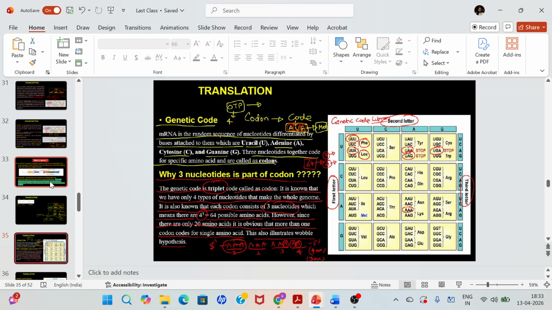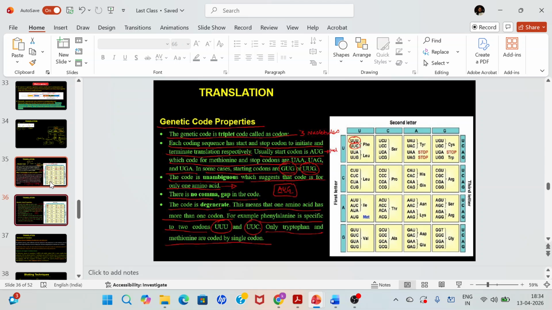mRNA is a sequence of nucleotides differentiated by the bases attached to them, which are uracil, adenine, cytosine, and guanine. Three nucleotides together code for a specific amino acid and are called codons. So codons are actually formed of three nucleotides. Why three nucleotides? Because when the calculations were done, it came out that only a trinucleotide can act as a codon, as the information for proteins.